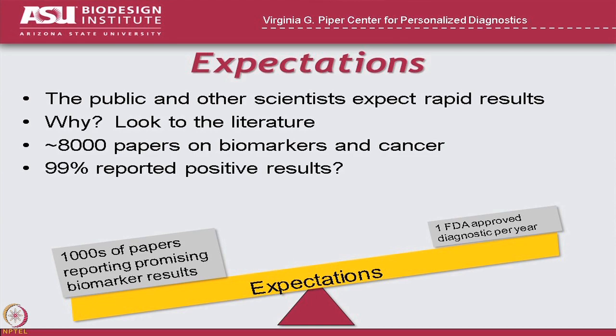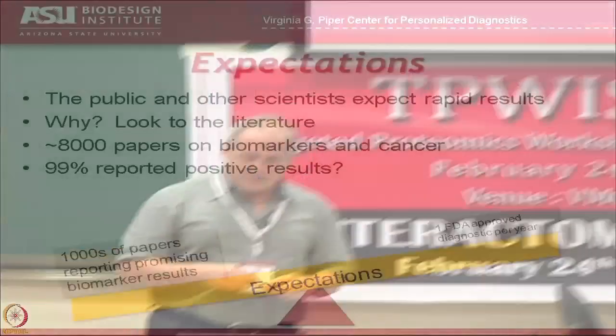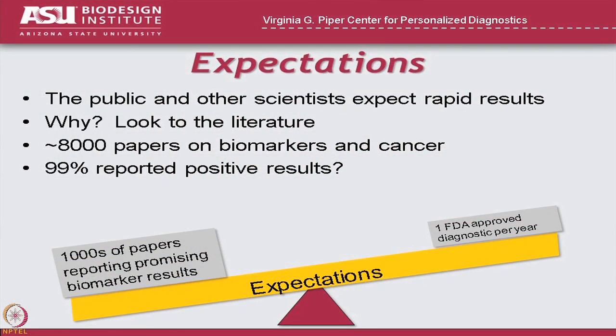All right, so let me move on then. So nonetheless, the public really expects to see these results. And that's partly because there's thousands of papers that report good biomarkers. And there's usually only one good one per year. And so everybody thinks that it's easy, but in fact, it's really hard. So that's kind of a take-home message.